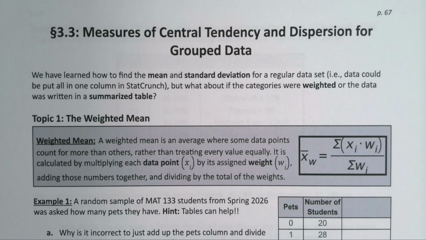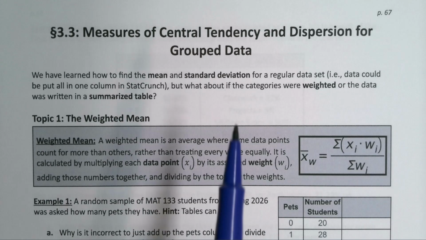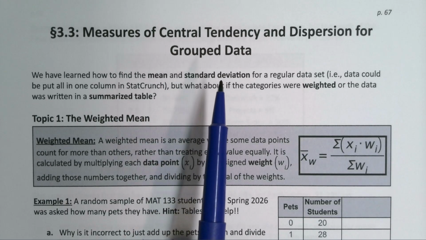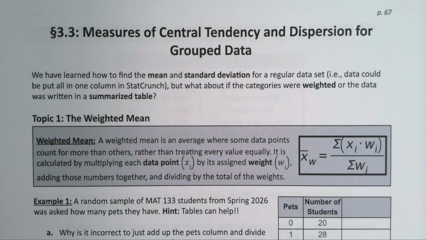In section 3.3, we want to take a break from finding new and different statistics that will summarize data and look at mean and standard deviation for a different type of data set. So we've learned how to find the mean and standard deviation for just a normal data set when all the data can be put in one single column in StatCrunch. But what about if the categories are weighted or if the data is written to a summarized table? Then we have to work differently.